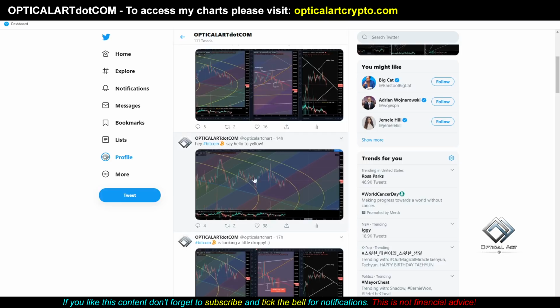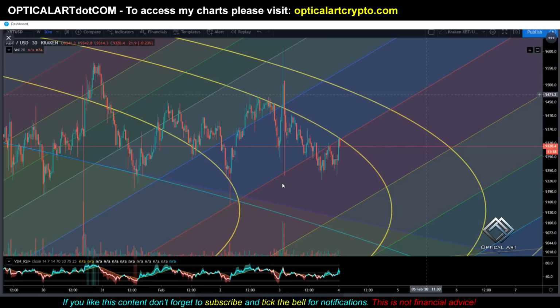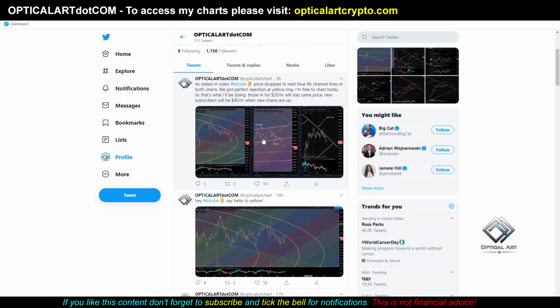And then I made a post, this was 14 hours ago. I said, hey Bitcoin, say hello to yellow, and you can see what happened. We came up, got perfect rejection. It's right at the fib channel line and this yellow ring, which I was assuming would push us down. So let's go and see what happened.